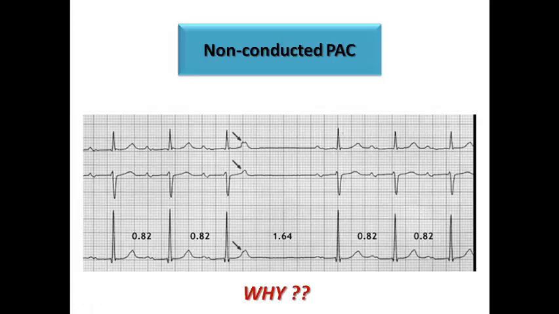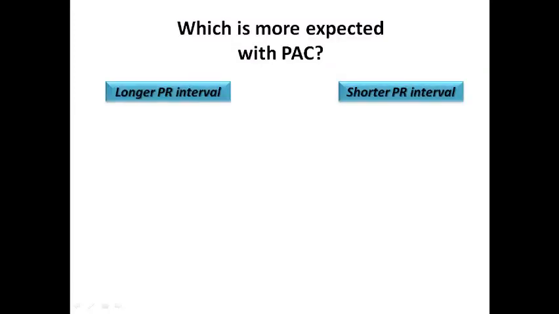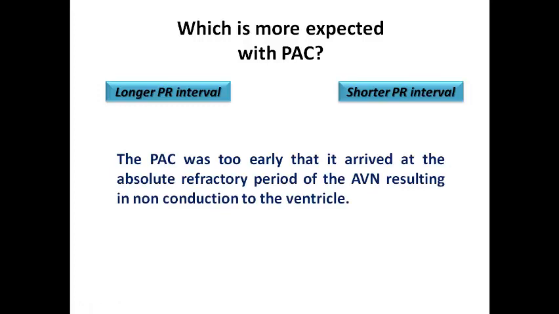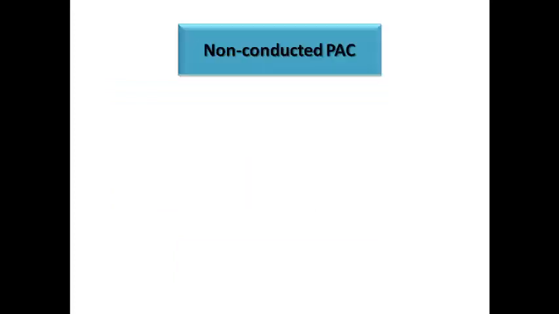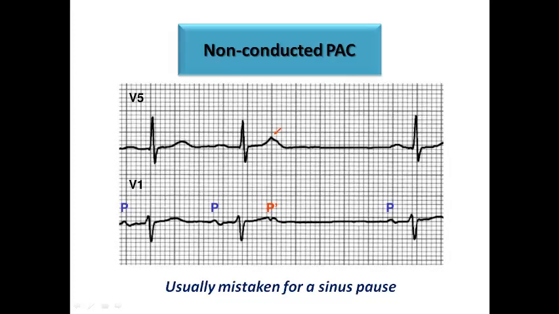And so we should ask ourselves why. As we asked before, which is more expected with PEC, a longer PR interval or a shorter PR interval? Sometimes the PEC may be so early that it arrives at the absolute refractory period of the AV node. So here it would not be subjected to decremental properties; rather, it would not be conducted at all, because it is too early to be conducted through the AV node. And so in this case I would see a P wave without a complex. So this is what we call a non-conducted PEC, or sometimes a blocked PEC.